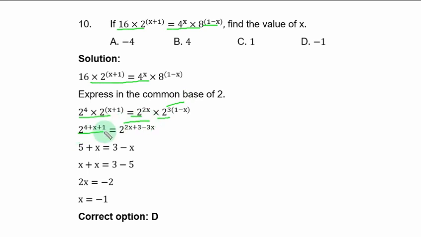The same thing you do here. Now the bases are the same. If you equate them, you are left with the powers. But this 5 + S you have here is 4 + 1, that is 5 + S, and 3 - S, you have 3, 2S - 3S is -S, so you have it in that form. Collect like terms, you have S + S equal to 3 - 5, and that is 2S equal to -2. Divide through by 2, S is equal to -1. D is the correct option.